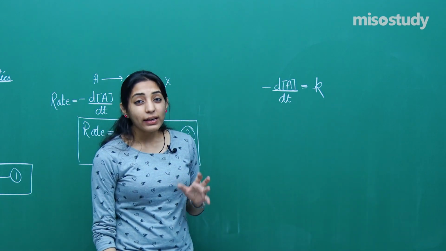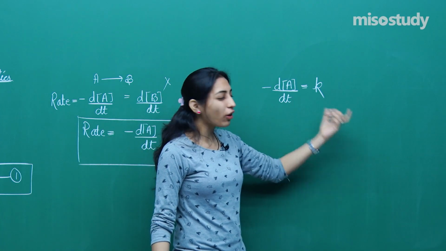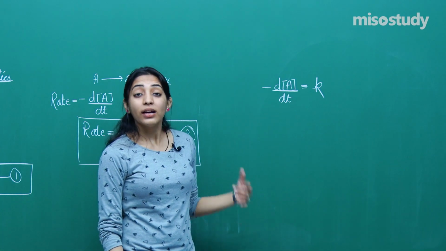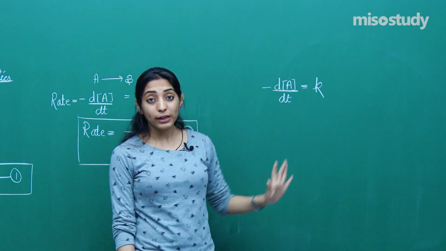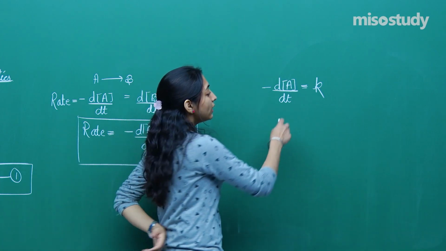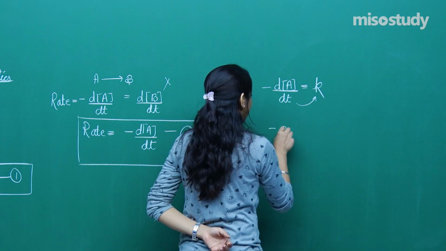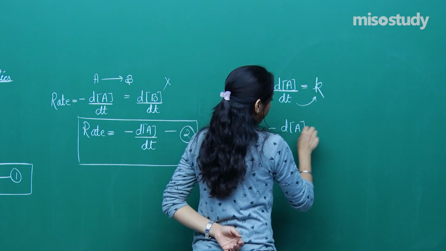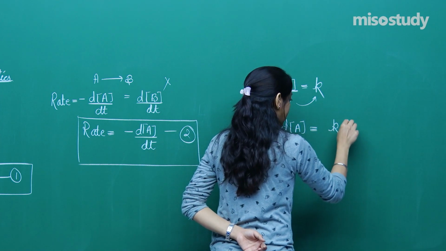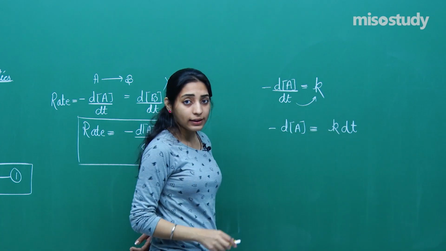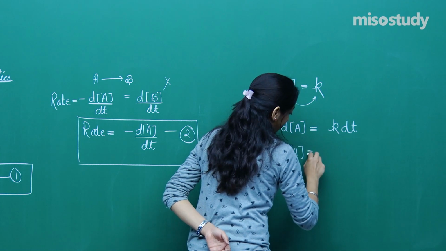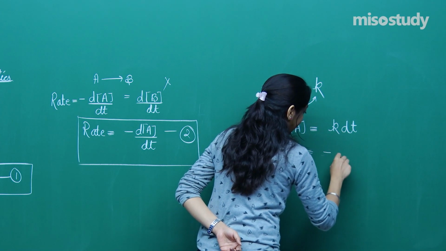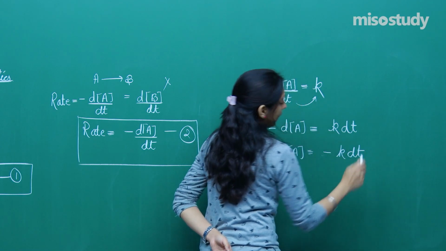Now see, I totally agree that cross multiplication is not a good option. So what I am asking you to do is to integrate everything with respect to t. You can do that just by taking it to the right hand side. So dA is equal to K times dt. Take the negative also to the right hand side. dA is equal to negative K dt.